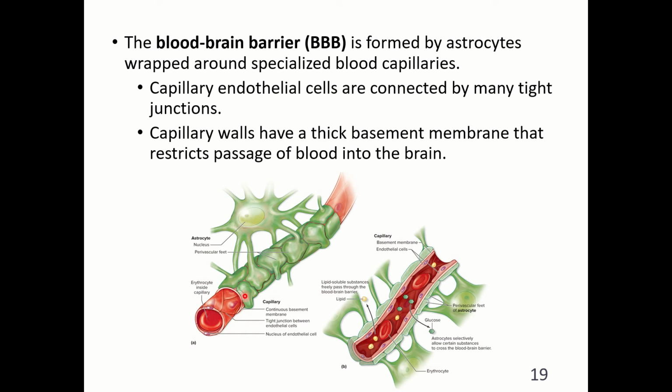Capillary walls will also have a thick basement membrane. If you remember, that's the connective tissue made of collagen that epithelial cells rest on. So capillary walls will have a thick basement membrane that restricts the passage of blood into the brain. Thus, the materials that will go into the brain are very selected for, and the astrocytes will absorb these materials before sending them to the neuron.